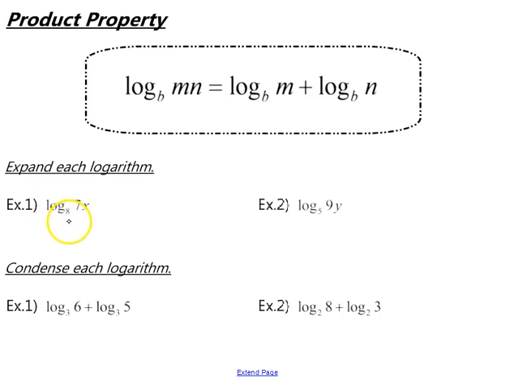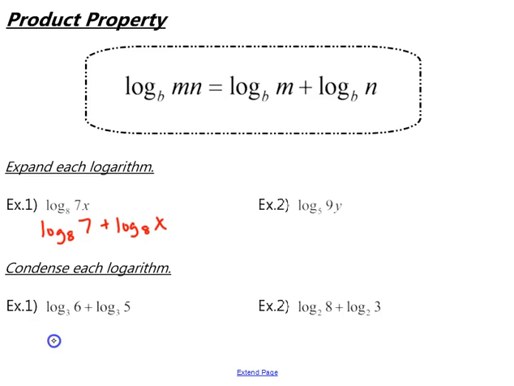We have log base 8 of 7x. Since the 7 and x are multiplied, that's what we're going to separate to get log base 8 of 7 plus log base 8 of x.